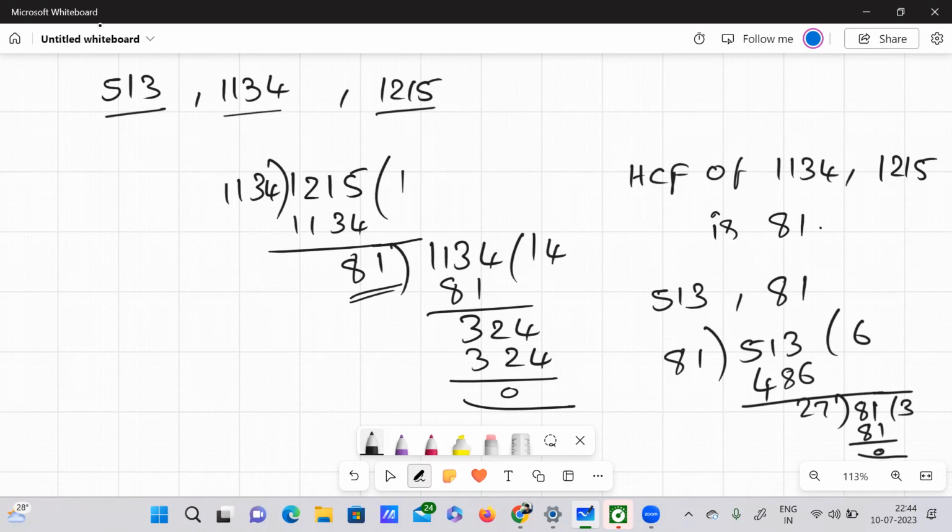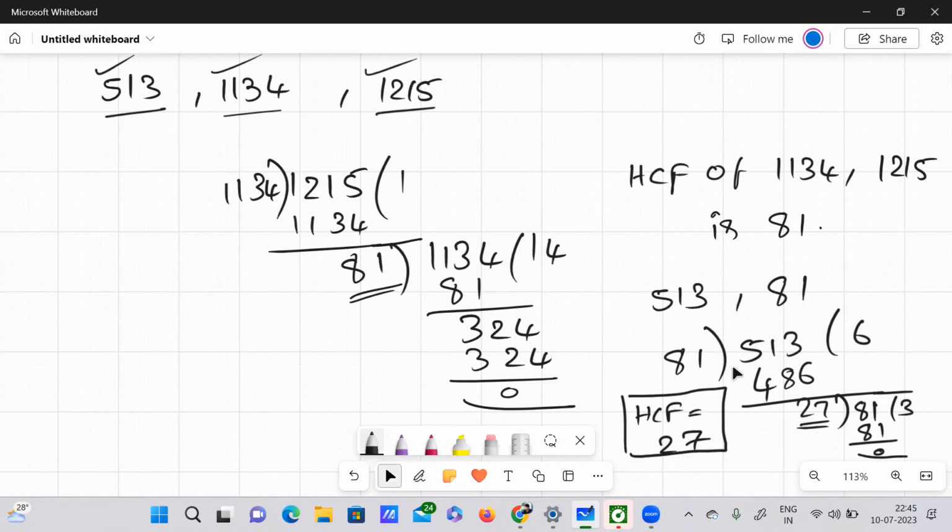0. So now what is the HCF here? That is the latest remainder, that is 27. This is our HCF. Okay, so finally we can say that HCF for the above three numbers, that is 513, 1134, 1215, is nothing but 27, right? So this is a way here.